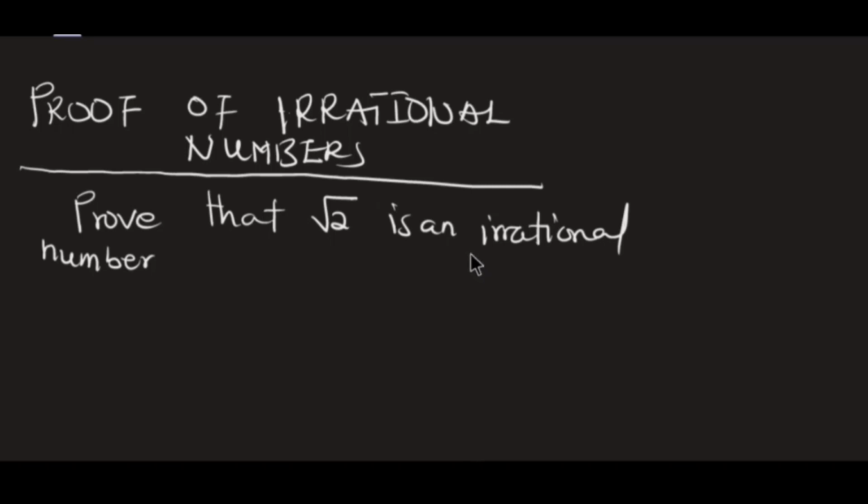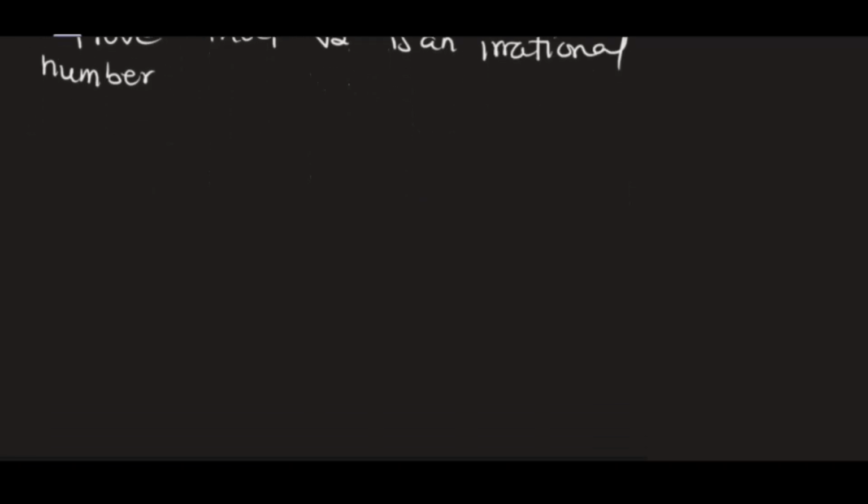In this video, I'm going to take you through the proof of irrational numbers. We have an example here: prove that the square root of 2 is an irrational number. First of all, let's see what an irrational number is.